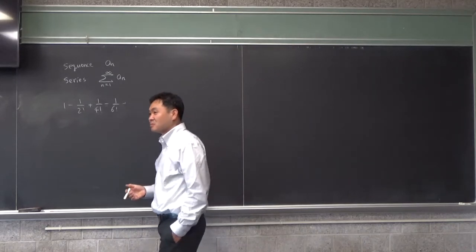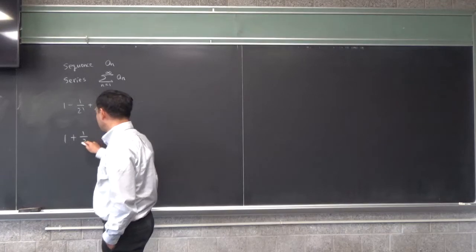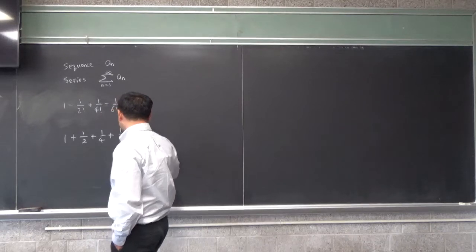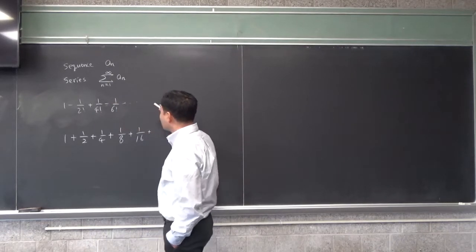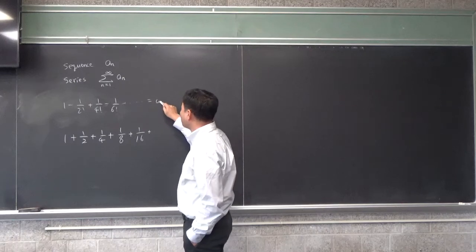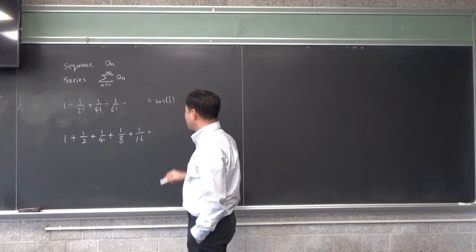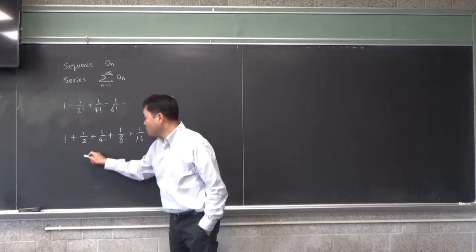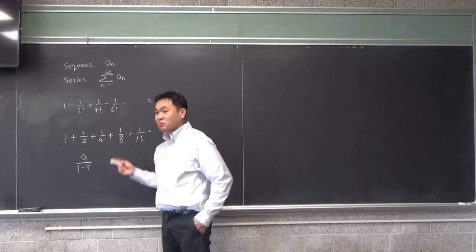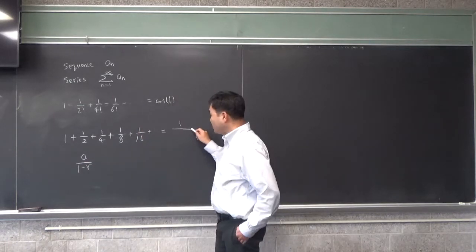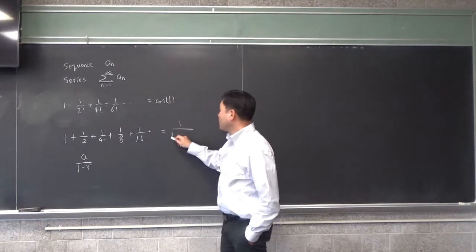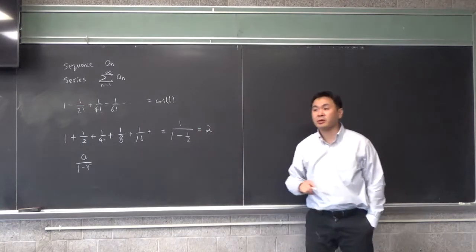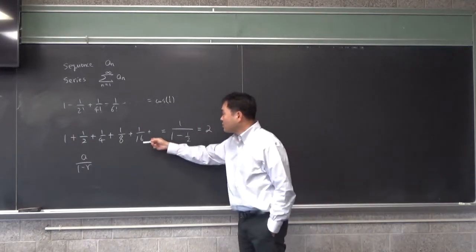1 plus 1/2 plus 1/4 plus 1/8. Okay, I like that. By the way, we learned that the other one is cosine of 1. And this one is an infinite geometric series. We use a over 1 minus r as the formula for the infinite geometric series. The first term is 1 and the common ratio is 1/2. So this will converge to 2.